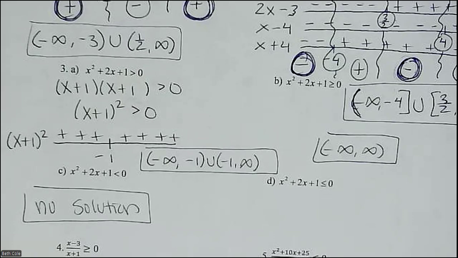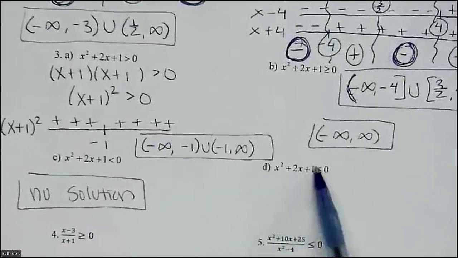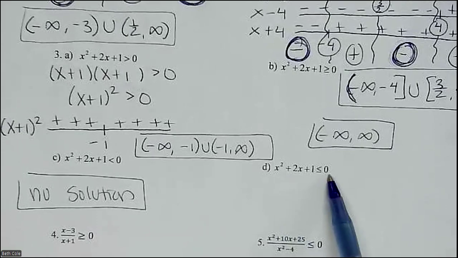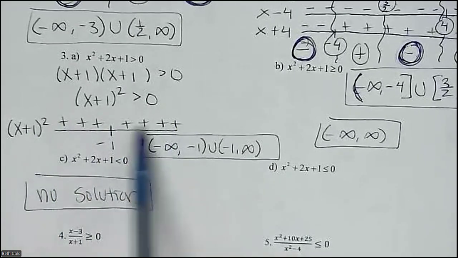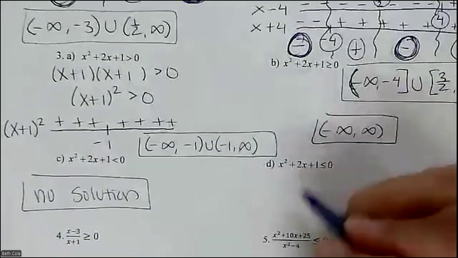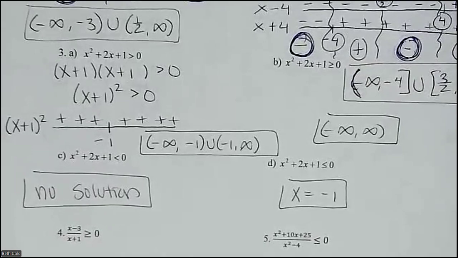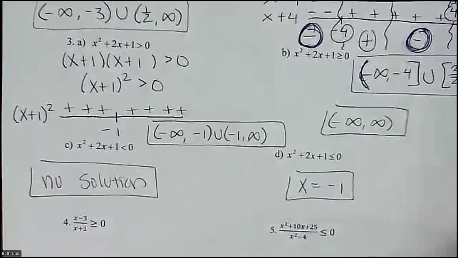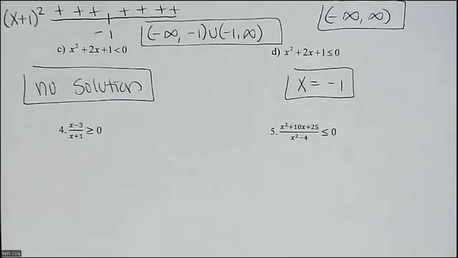But hold on. Look at this one. It's literally empty. This one says less than or equal to 0. So the only number invited to that party is -1. There aren't any places where it's negative, but equal to 0 is at -1. So those are the 4 ways it can turn out.